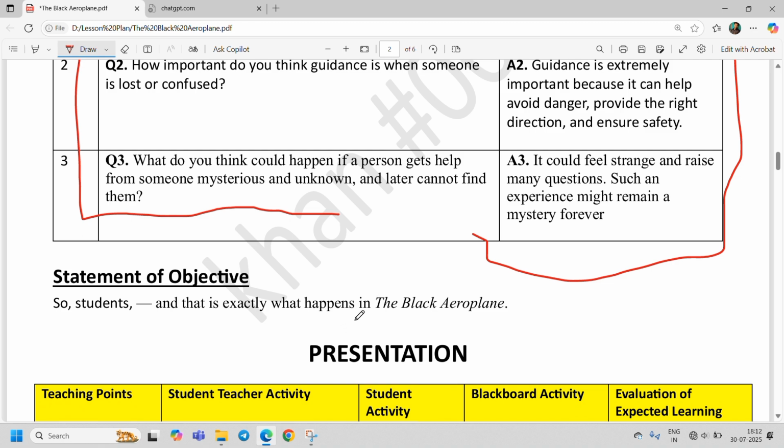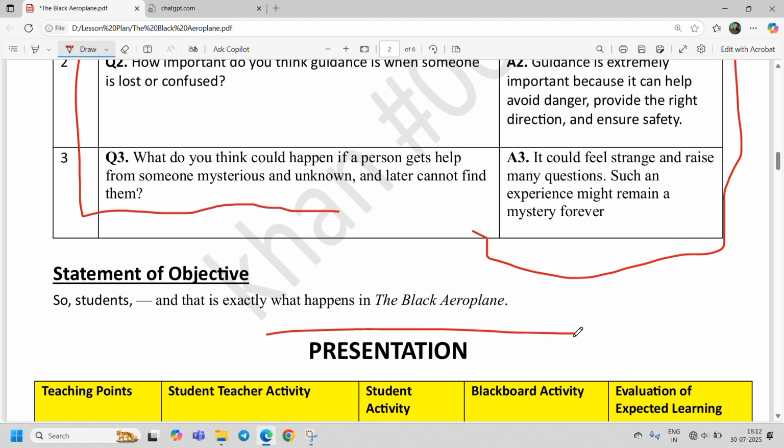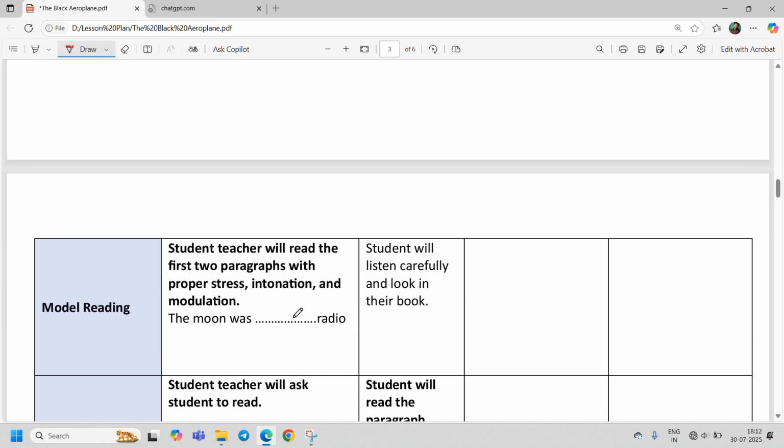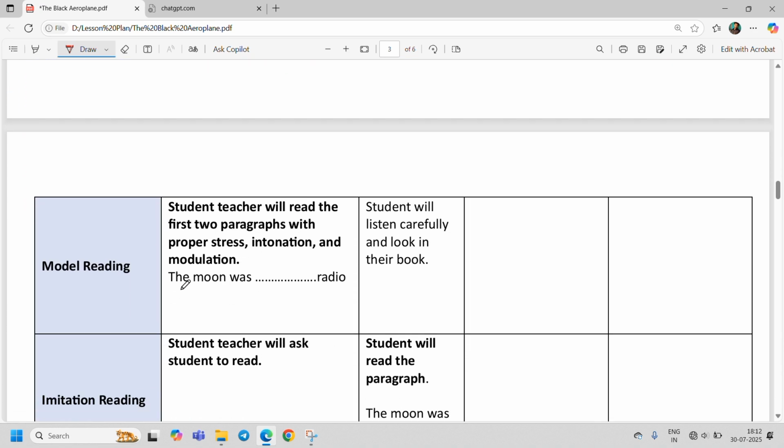Then comes the introduction part. Here you write the name of the topic and the writer's name. Okay. Moving further, we come to model reading. In model reading, we read the paragraph, the passage, and students will listen to you carefully. After reading, you ask students to read that paragraph.